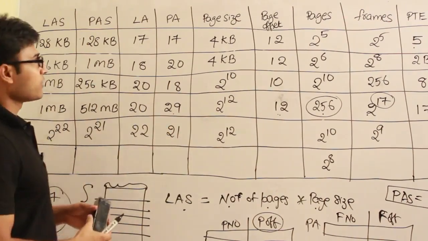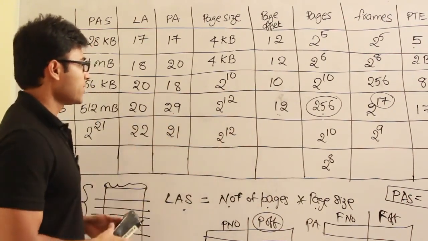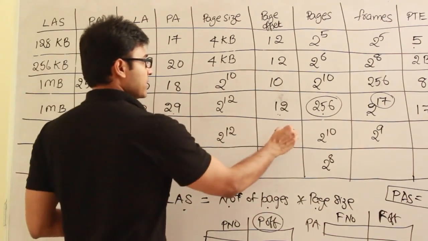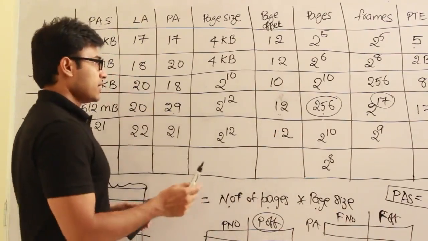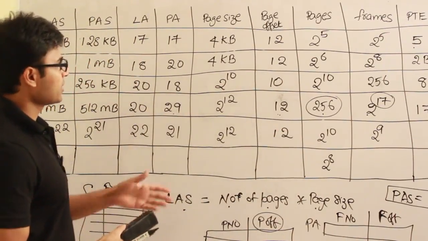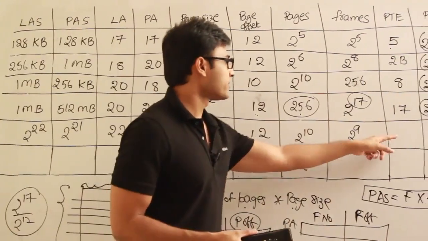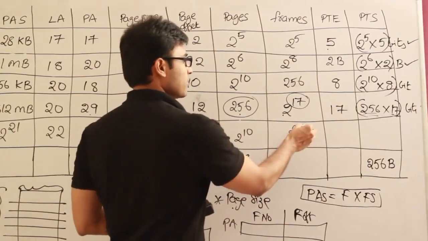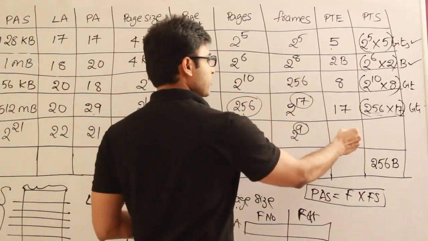And what is page offset? Page offset is this one, page size, right? So from page size we get page offset, right? And then what about the page table entry? Everything is there. Page table entry size will be the number of bits used to represent the frame, which is nothing but 9.